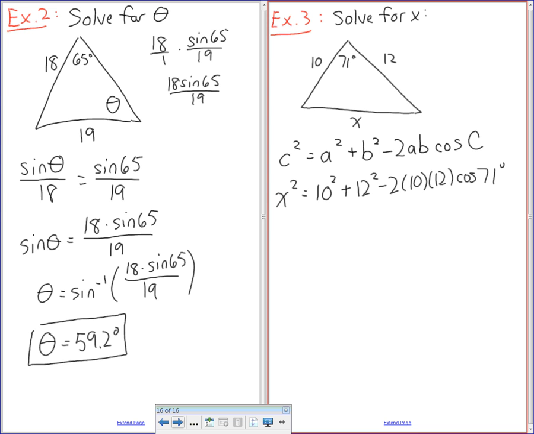So, Bailey, what is 10 squared, please? That's 12 squared. What is minus 2 times 10 times 12 times cos 71? Remember, all those things on the right-hand side are kept together by multiplying, right? So 2 times 10 times 12 times cos 71. All right, Emily, can you add those for me, please, and tell me what you got?